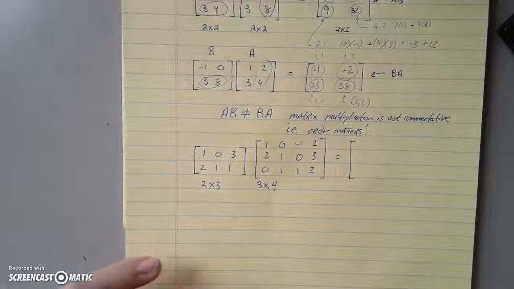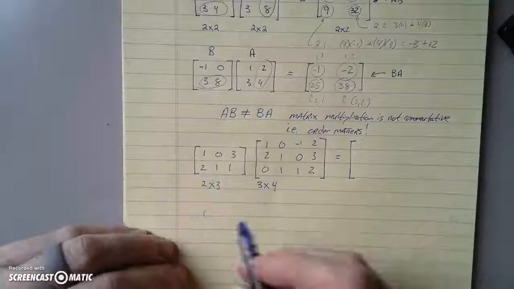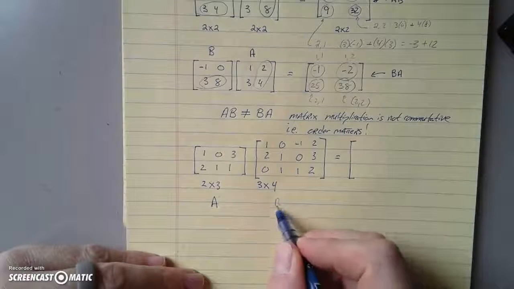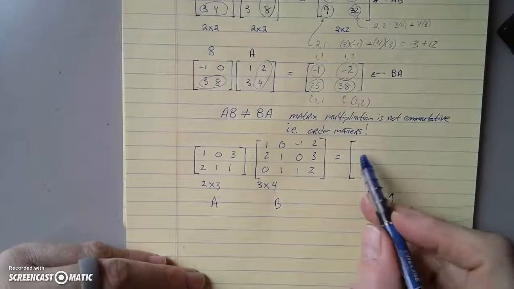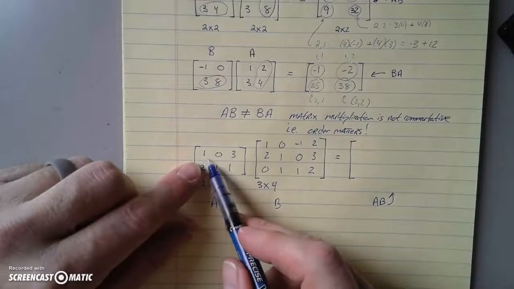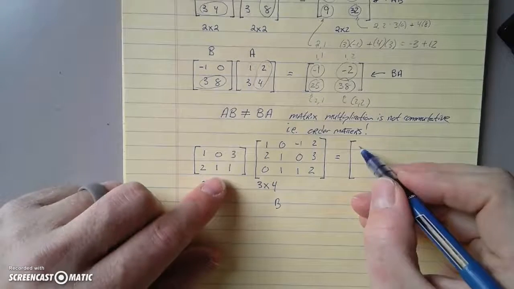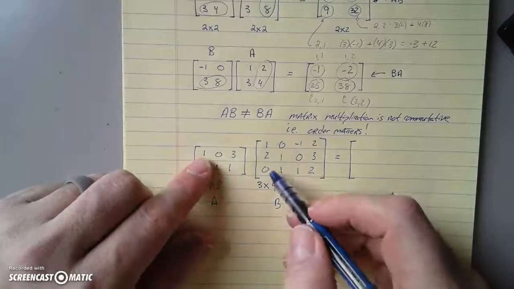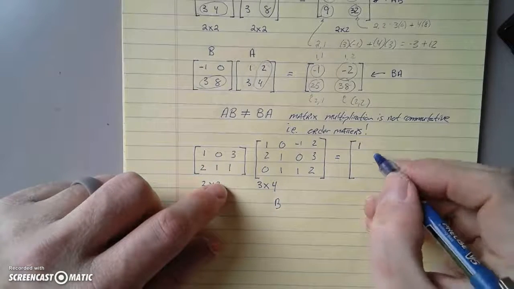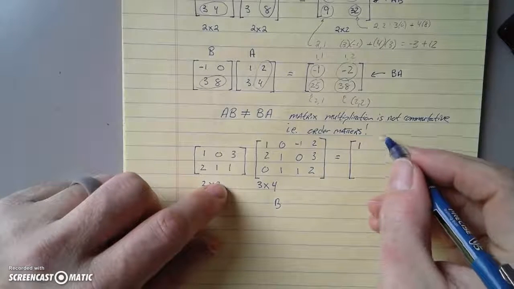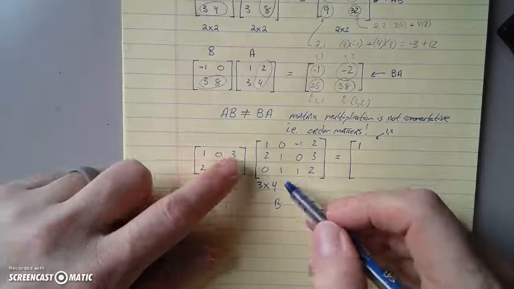Let's see what happens. For the first row of our result, if we call this A and B, then AB above here. For the first row, I'm going to take the first row times each column. So for the 1, 1 spot, it's first row, first column. That's going to be 1 plus 0 plus 0 is 1. For the 1, 2 spot, it's first row, second column, 0, 0, 3.